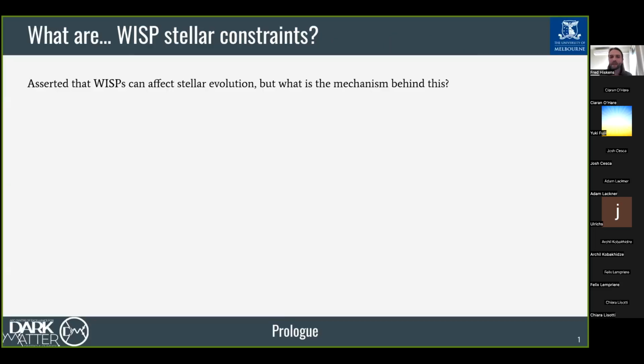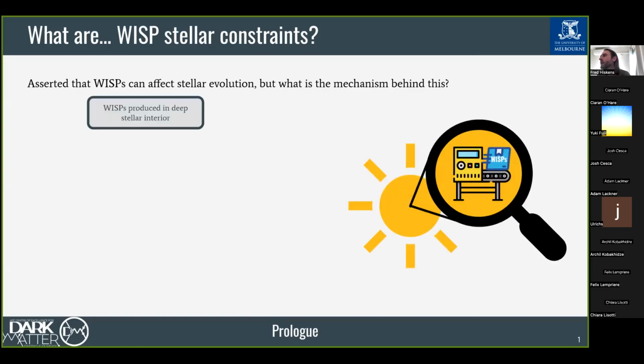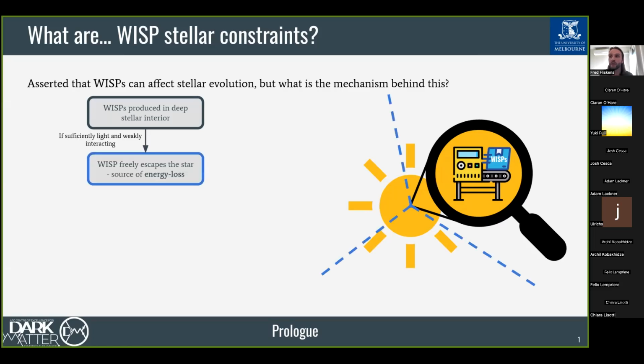So in that little introduction before, I really asserted that WISPs can affect stellar evolution, but I haven't actually specified what the mechanism behind this is. So I'll start with that. So should WISPs exist, they could potentially be produced in deep stellar interiors. And if they're sufficiently light and weakly interacting, instead of being reabsorbed somewhere inside the star, they just freely stream out of it and therefore constitute a new source of energy loss from that star.